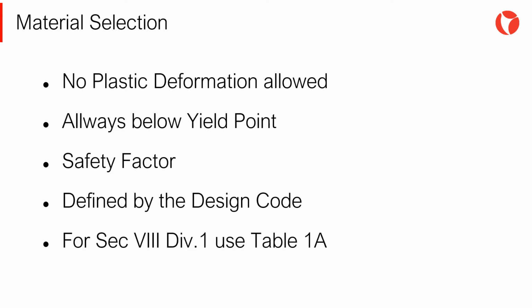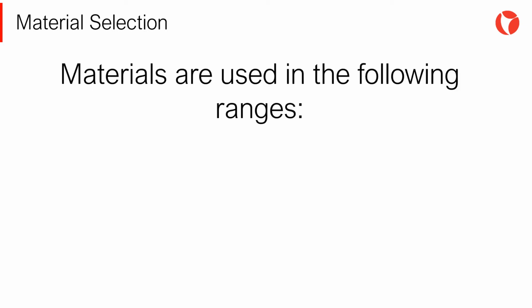Allowable stresses for all accepted materials to be used in the design of pressure vessels according to Section 8, Division 1 are found in Table 1A of Section 2, Part D of the Boiler and Pressure Vessel Code. Depending on the design temperatures of an equipment, a particular material will be selected. The selected material will be able to withstand the maximum temperatures prevailing in the process.